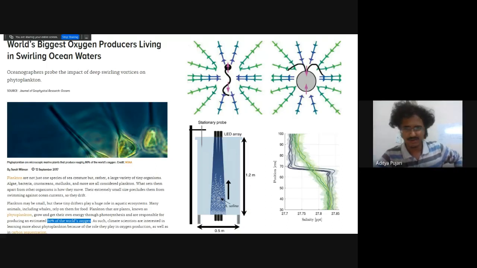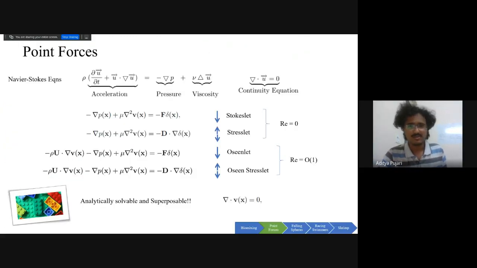So now we want to model active particle swimmers with point forces. So we need to have a theoretical background about point forces. So let me talk about point forces. I won't go too much into the math.